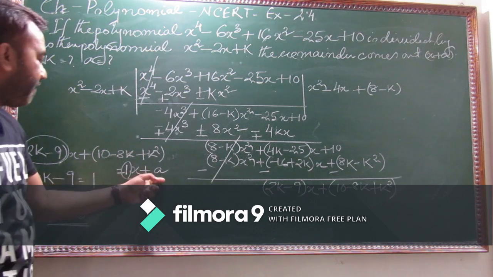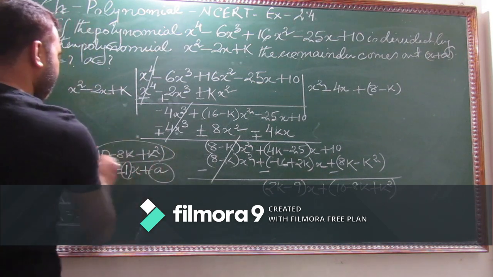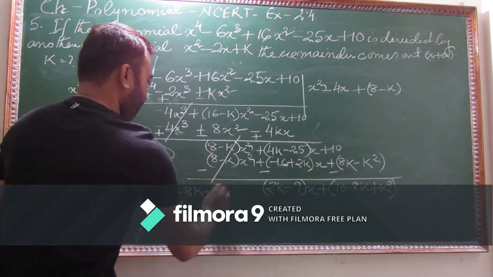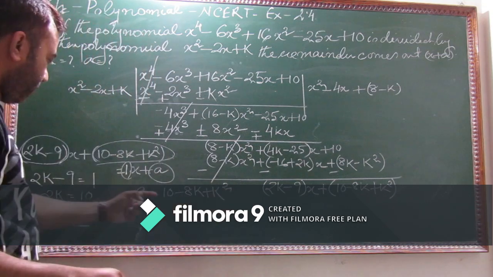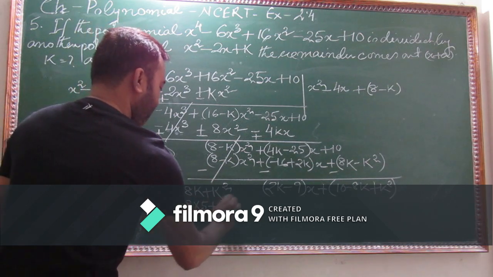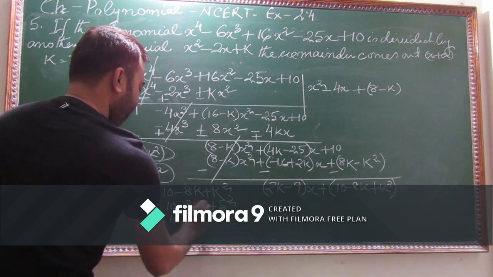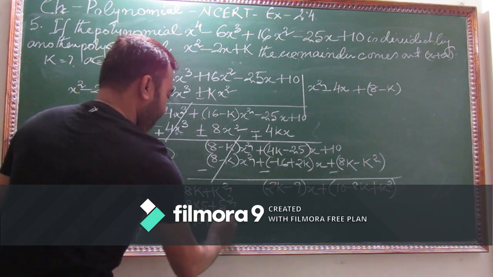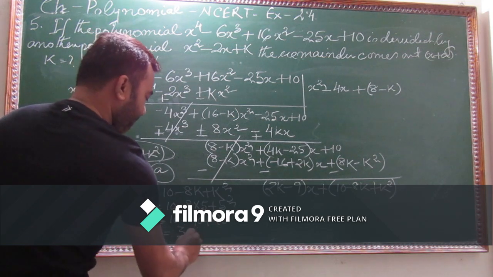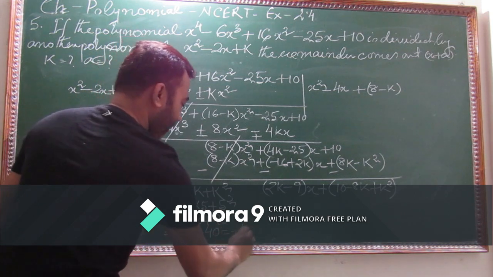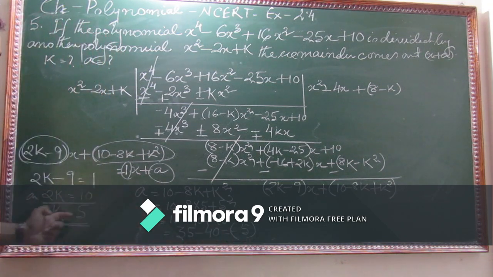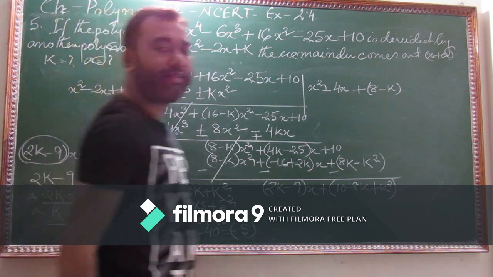Now this is a, and this is the value of a. So a is equal to 10 minus 8k plus k square. This is 10 minus 8 into 5 plus 5 square. This is 10 minus 8 fives are 40 plus 25. So this is 10 plus 25, 35. So I'm going to write 35 minus 40 is equal to minus 5. So the value of a is minus 5 and the value of k is 5. This way the exercise is finished.